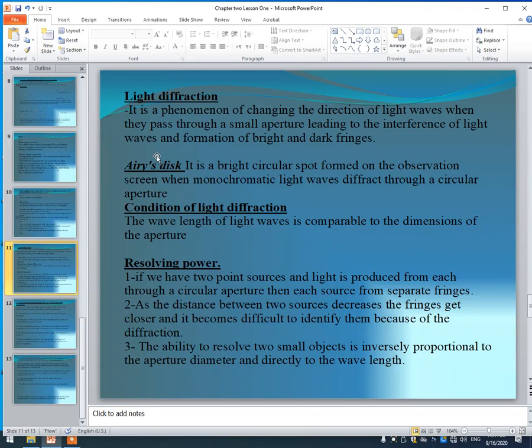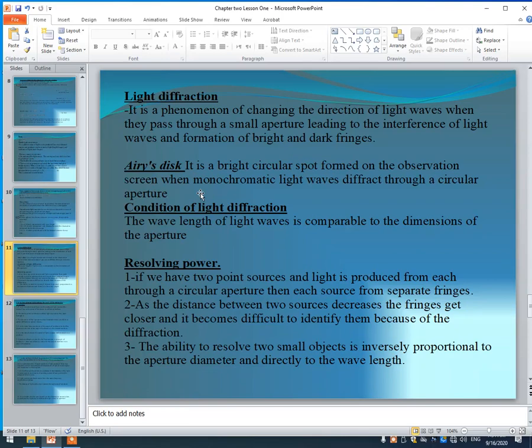When monochromatic light waves diffract, meaning they change direction but without separating surface, through a circular aperture. Here is the condition of light diffraction. We have a very important condition to make the light diffract. The wavelength of light should be comparable to the dimensions of the aperture. What is the meaning of that?